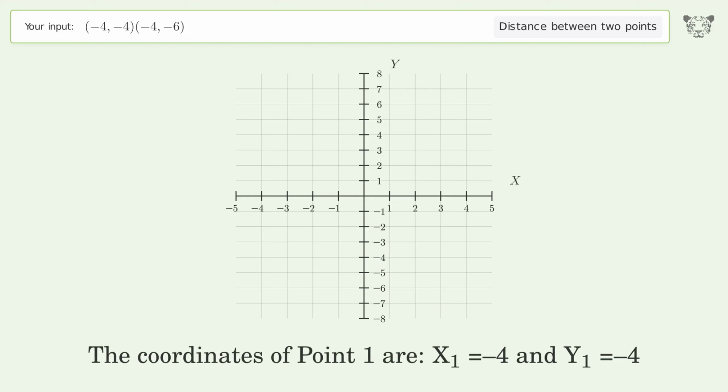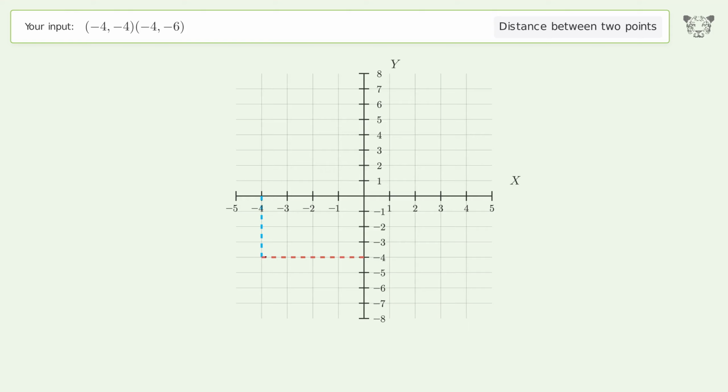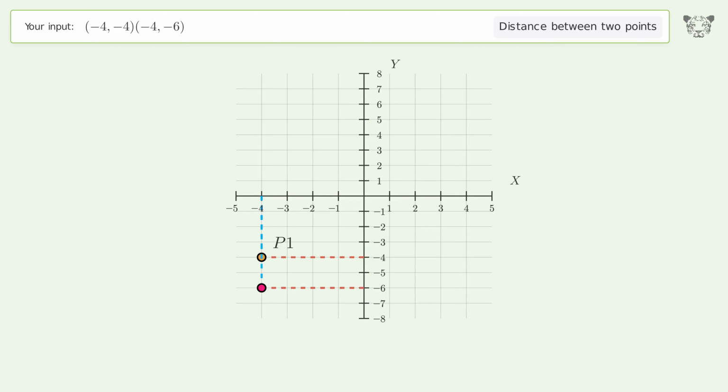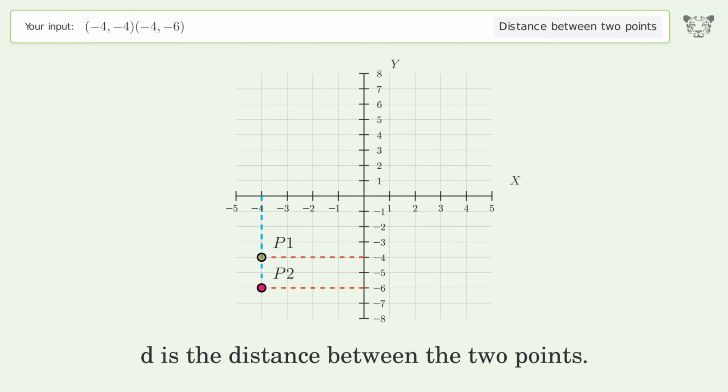The coordinates of point 1 are, x1 equals -4 and y1 equals -4. The coordinates of point 2 are, x2 equals -4 and y2 equals -6. D is the distance between the 2 points.